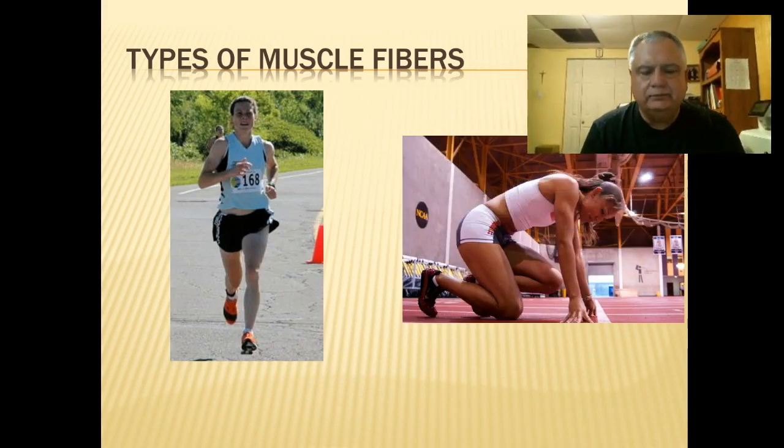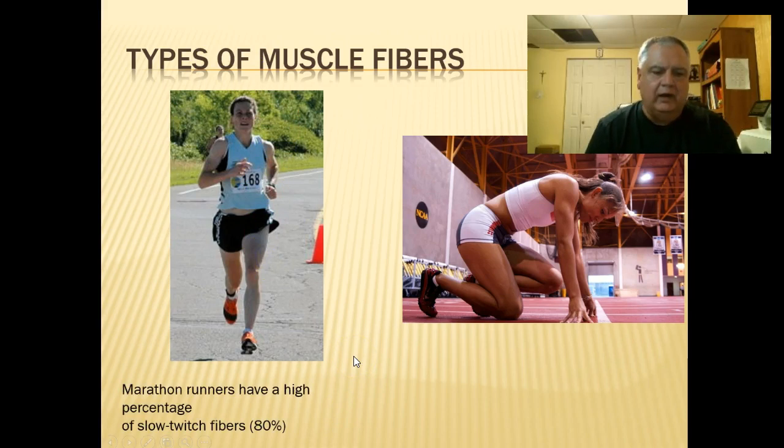So how does this play out in the real world? Well, here we have an individual on the left side of the screen, and she's a marathon runner. Marathon runners will tend to have a higher percentage of slow twitch muscle fibers. World-class marathoners will have as much as 80% of their muscle fibers be slow twitch. This is what allows them to go for long periods of time without their muscle fibers pooping out. But remember, they're not going to generate a whole lot of force.